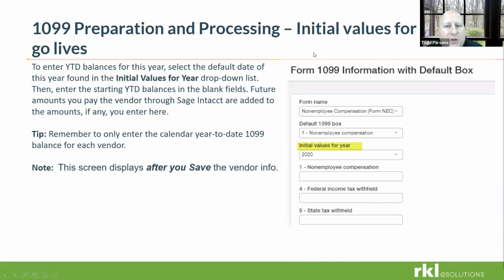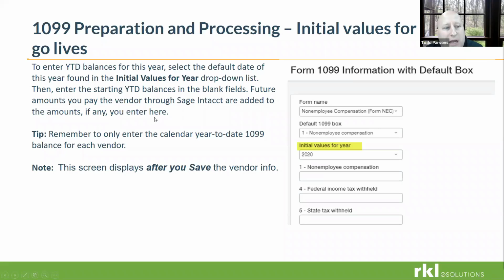If you are a new customer and you have initial values because you did a mid-year go live, you would enter the year-to-date balances from your old system found in the initial values for year drop-down list. Then enter the starting year-to-date balances in those fields. Future amounts you pay to the vendor through Sage Intacct are added to the amounts, if any, you enter here.